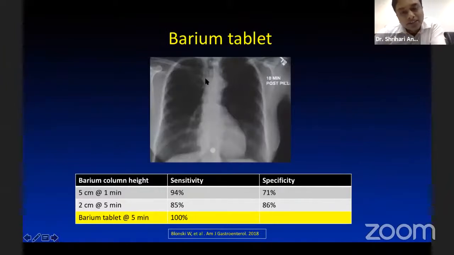Another important thing that many people use is a barium tablet. It is a 13 millimeter barium tablet which is swallowed, and the presence of the barium tablet at 5 minutes improves the sensitivity from 85% to 100%. So if you have a retained barium tablet at 5 minutes, it is a very sensitive indicator for achalasia cardia.